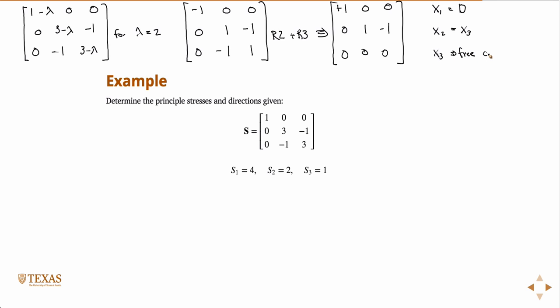We'll choose it this time to be 1 over the square root of 2. So then my vector is equal to 1 over the square root of 2, 1 over the square root of 2, 0.